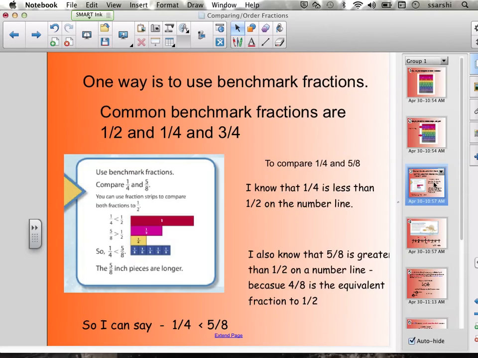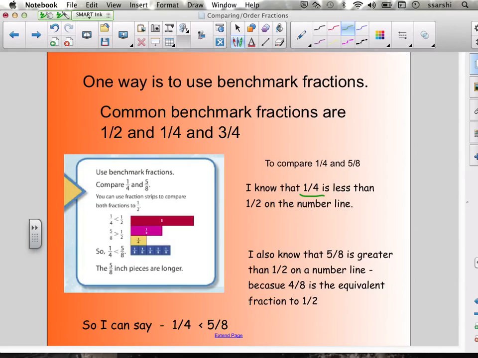So if I was going to compare 1/4 and 5/8, I know that 1/4 is less than 1/2 on the number line. That's just something I know. It's intuitive. I've looked at number lines and measuring tapes for a long time, and I know that 1/4 is certainly less than 1/2. If you're thinking pizzas, you know that to be true. I also know that 5/8 is greater than 1/2.